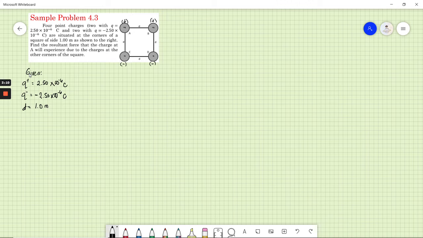So we have our Q at corner A, and it is 1 meter apart from the Q found at corner C. The same thing is true for A and B, but of course it's not true for D because this is not 1 meter. But B is 1 meter apart from A and 1 meter apart from QD. So we found our distance.